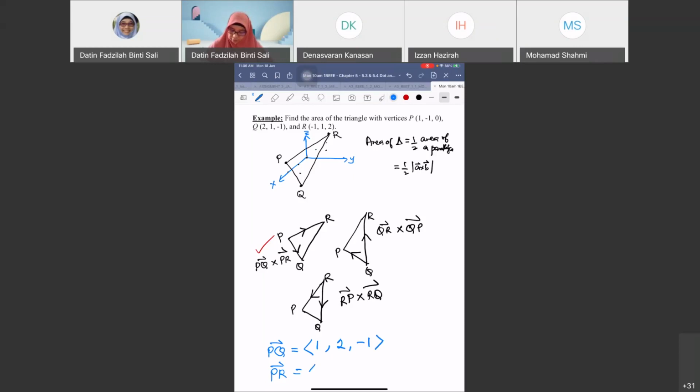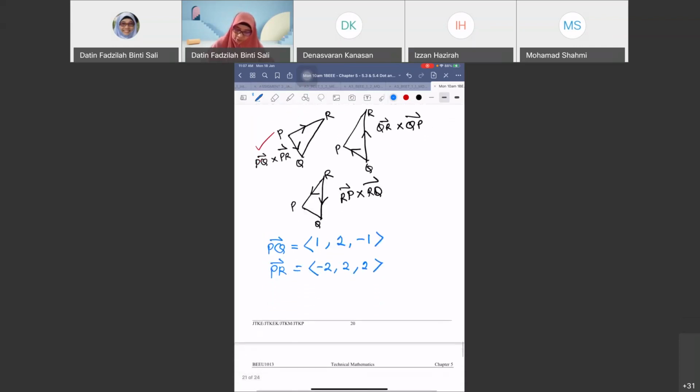Now the component form of vector PR, point P and point R. Again, terminal minus initial. So minus 1 minus 1 gives minus 2, that is the first component. Second component, 1 minus minus 1, so that is positive 2. And then the last component, 2 minus 0. So that is the component form of vector PR. If there's any question, you just let me know.